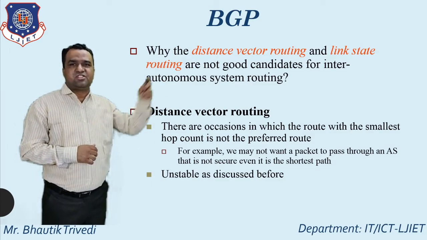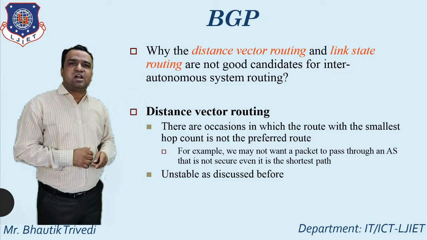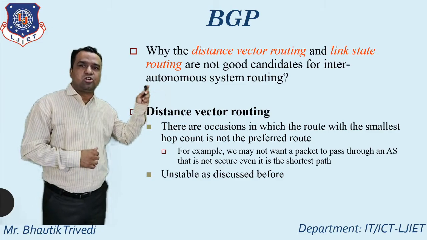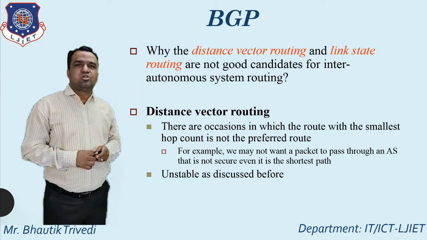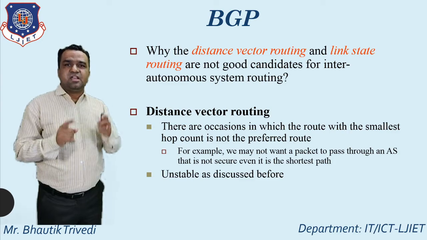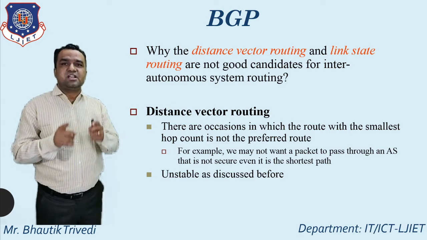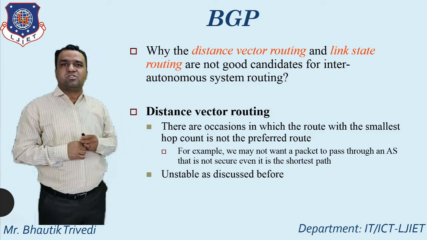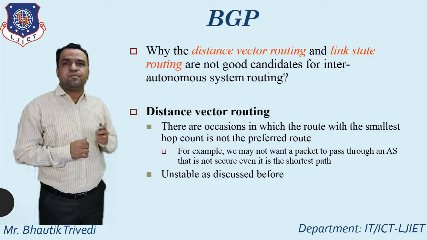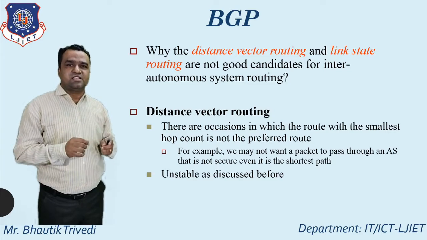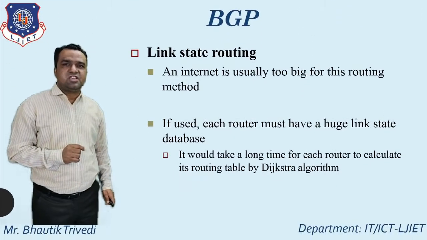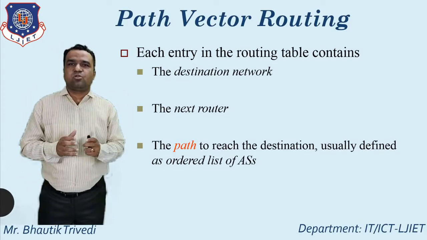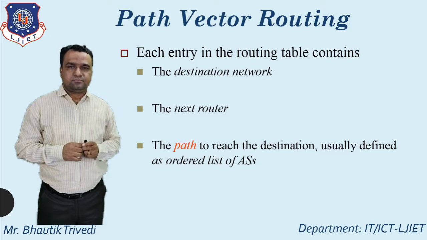Here you can see one question. Why are distance vector routing and link state routing not good candidates for inter-autonomous system routing? They are generally used for intra-domain routing or intra-autonomous system routing. But for inter-autonomous system routing, the most important protocol is BGP. So let's start with the concept of path vector routing in a proper manner.